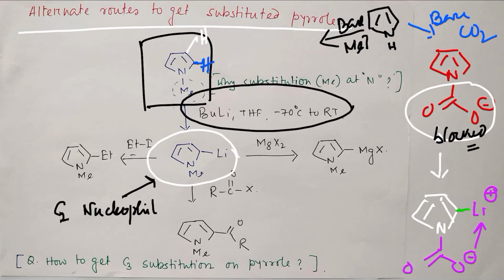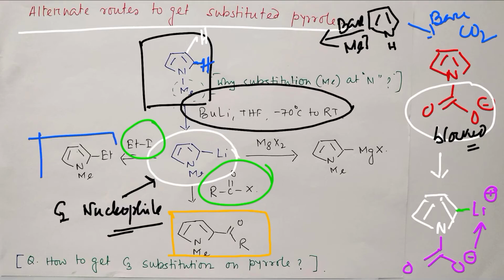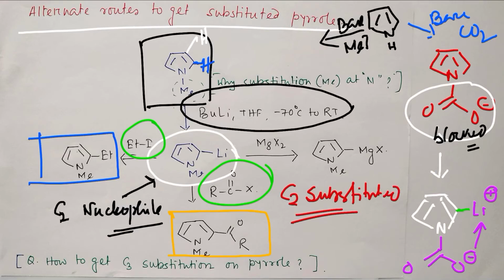If we have generated a C2 nucleophile, then in the presence of any electrophile like RCOX or ethyl iodide, it can undergo reaction, and obviously that happens. So in the presence of RCOX, we get the acyl substituted pyrrole, and in the case of ethyl iodide, we get alkyl substituted, better to say ethyl substituted, pyrrole. So in this reaction, what we are getting is actually a C2 substituted pyrrole.